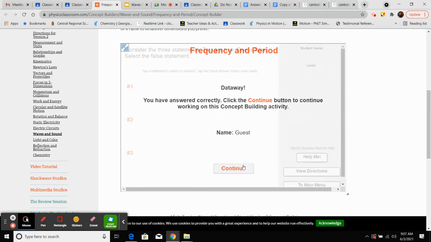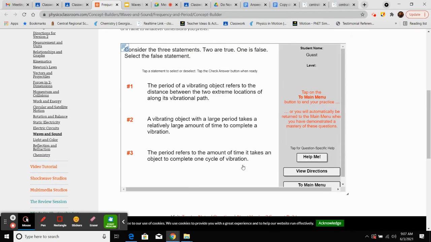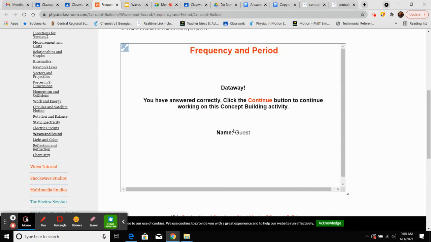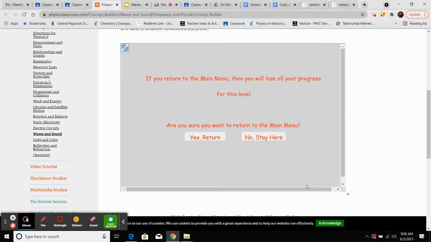All right, let's try one more of these and we'll scoot. The period refers to the distance between two extreme locations along a vibrational path. I don't remember that in the notes. A vibrating object with a large period takes a relatively larger amount of time to make one vibration or one complete cycle. That definitely is true. Period relates to the amount of time to complete one cycle. That's true too. So 1 is the lie. Nice. Let's go back to the main menu.